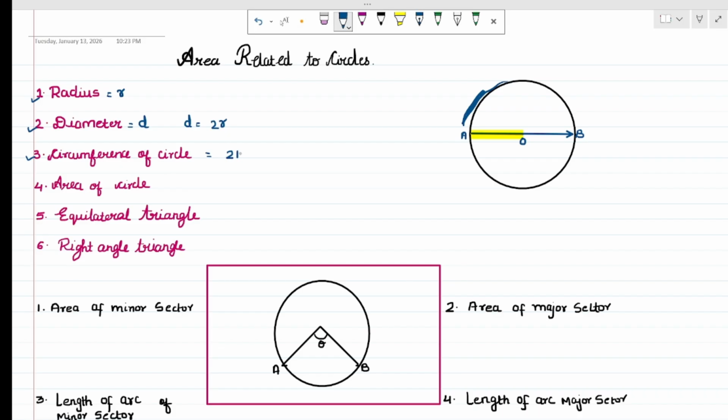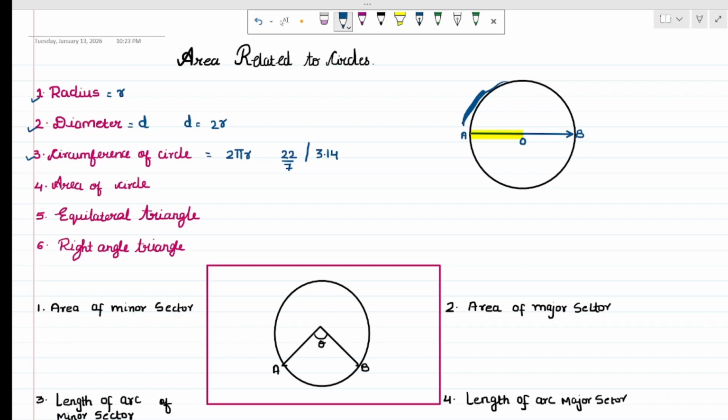So what is the formula for circumference? Its formula is 2 pi r. Now, what is this r? R means your radius. It is 2 and pi. What does this pi mean? Pi value is 22/7 or 3.14. If nothing is given in your question, you can write 22/7. But if the question asks to solve the sum using 3.14, you have to use pi's value as 3.14. Okay, this is the circumference of the circle.